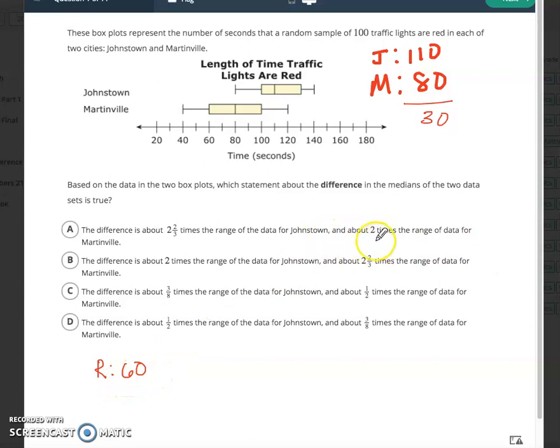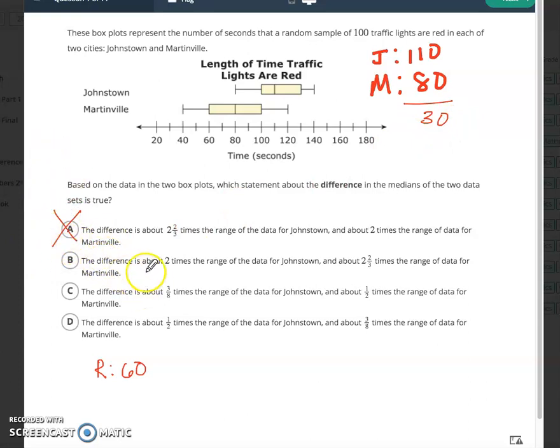Don't even worry about this here, about 2 times the range of the data for Martinville. Don't even worry about that. Just let's worry about, see if this is true. Is 30 2 2/3 times that of 60? And the answer to that is no. 60 is 2 times this. So therefore, A cannot be true.